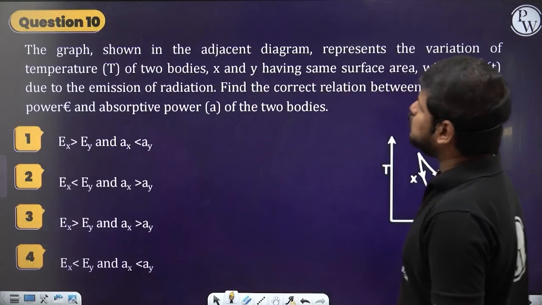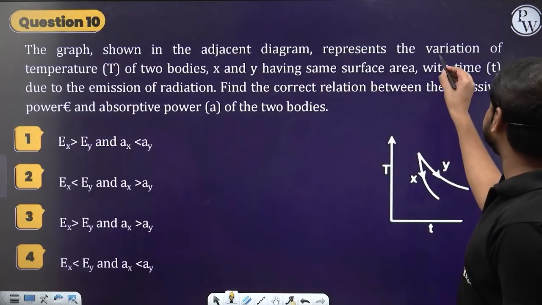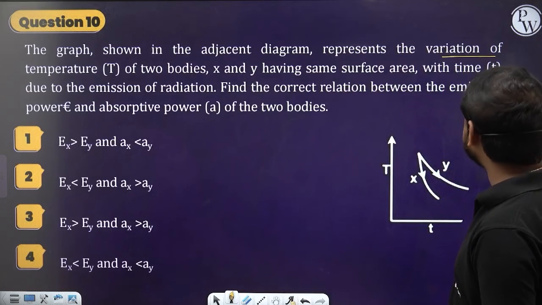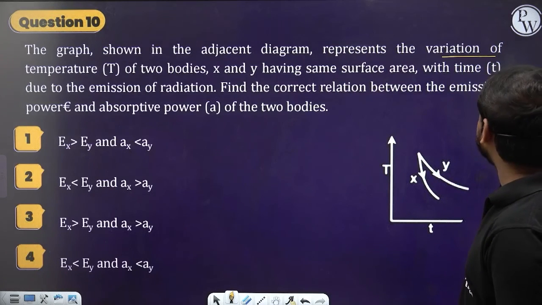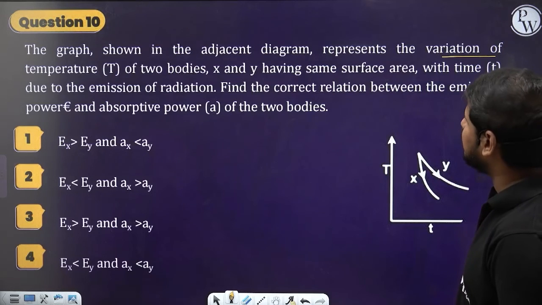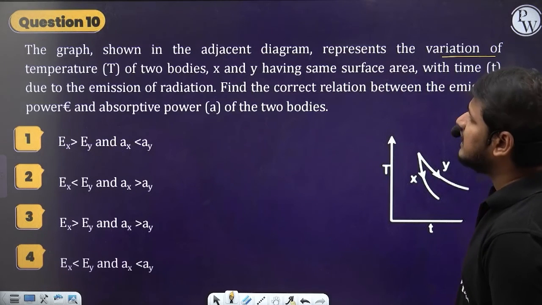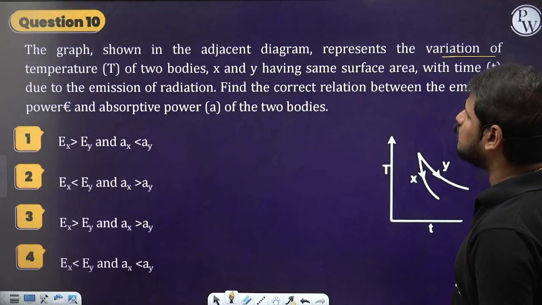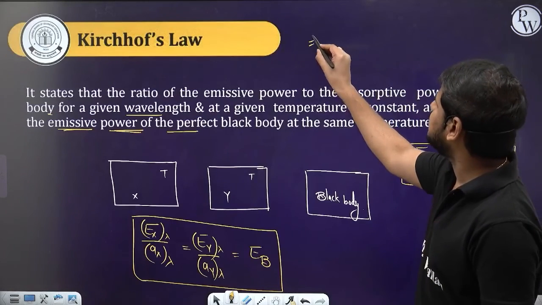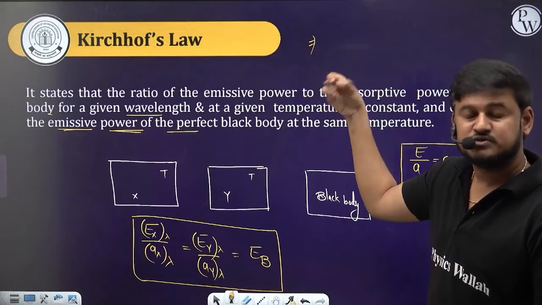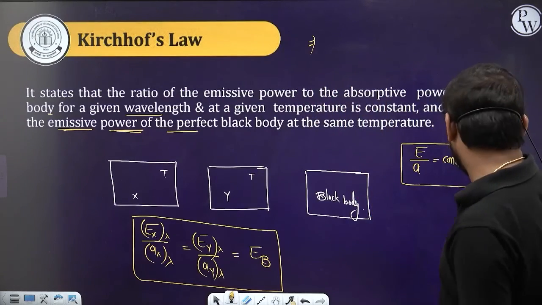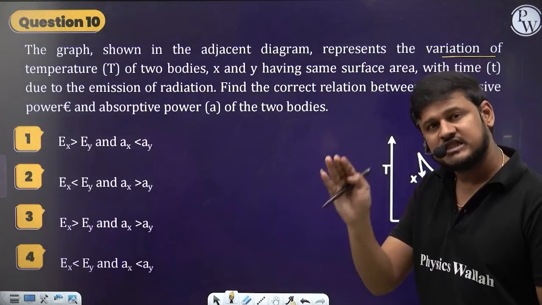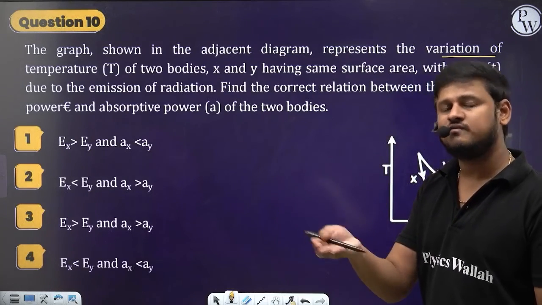The graph shown in the adjacent diagram represents the variation of temperature of two bodies X and Y having the same surface area with time due to the emission of radiation. Find the correct relation between the emissive power E and absorptive power A of the two bodies. See here the final statement: good absorbers are good emitters. For whichever body the emissive power is more, the absorptive power will also be more.